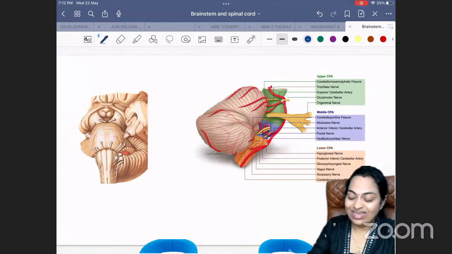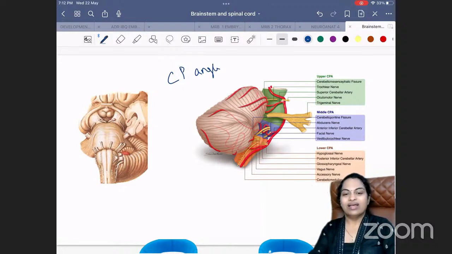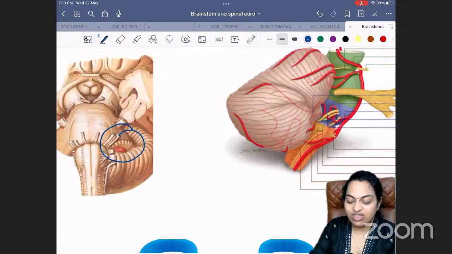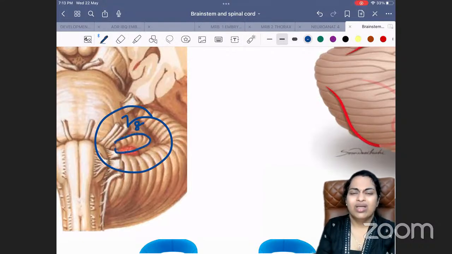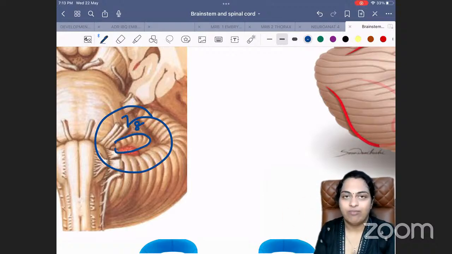And another thing, the CP angle. What is CP angle? Cerebellopontine angle. Okay, why are we worried about it? What are the structures there? So the seventh nerve, the eighth nerve, and the flocculonodular lobe of the cerebellum, the choroid plexus, all that is situated there at the junction of the cerebellum and the pons.